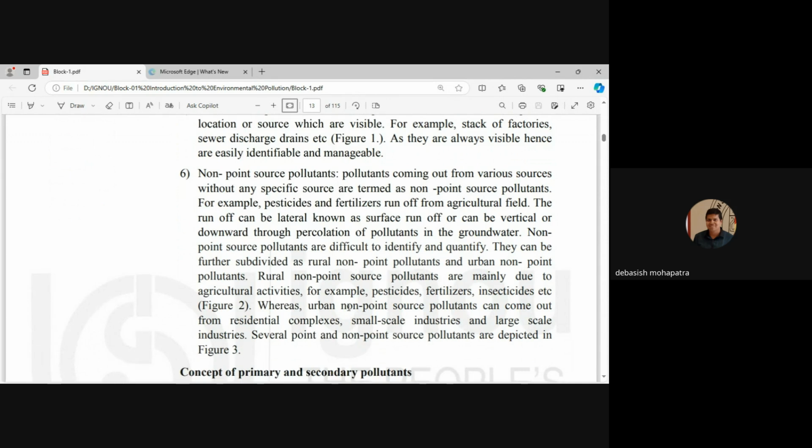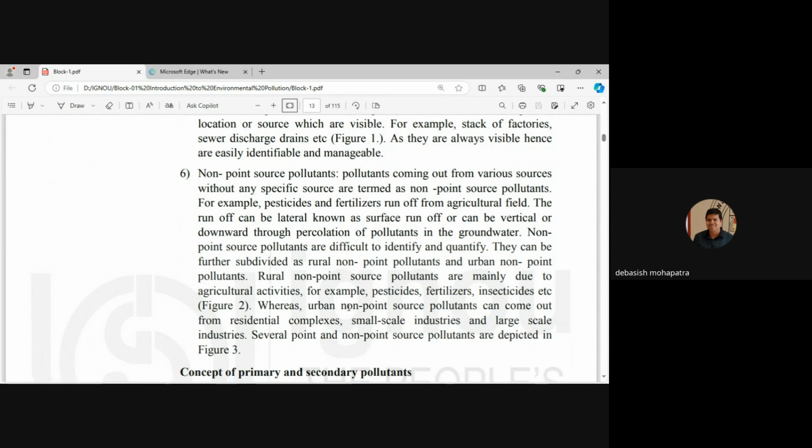The runoff can be lateral, known as surface runoff, or it can be vertical or downward through percolation. So it can go down into the groundwater and pollute it, or it can run off and go to the nearest water body and pollute it.